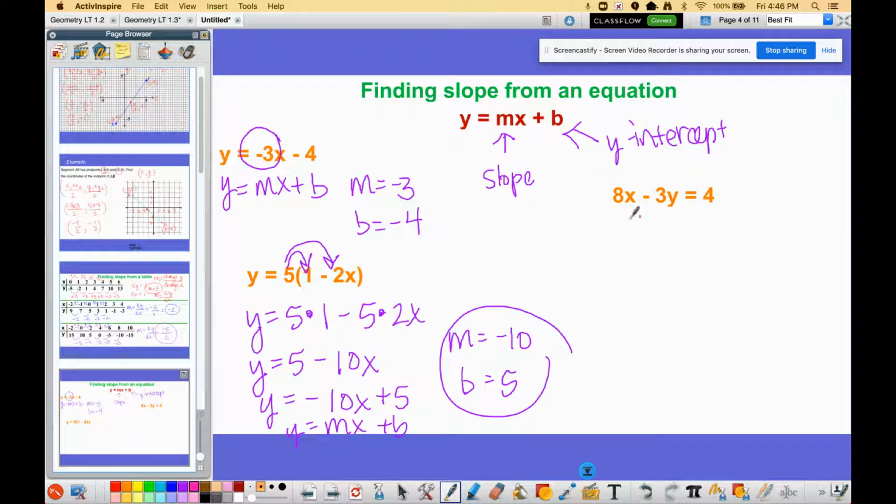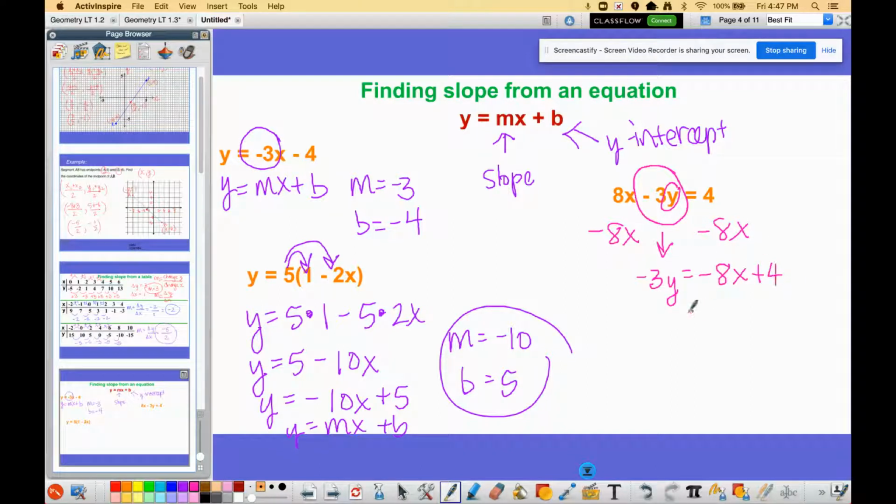Let's look at this last one. This one's given to us in standard form, ax plus by equals c. So we have to get y by itself to get in slope-intercept form to get the slope and the y-intercept. The first thing I would do is subtract 8x from each side. Now be careful here because that's minus 3y. So that means that I bring down negative 3y. And now I have negative 8x plus 4.